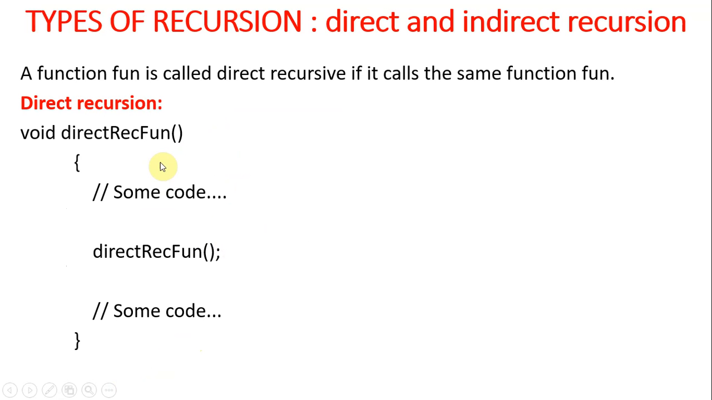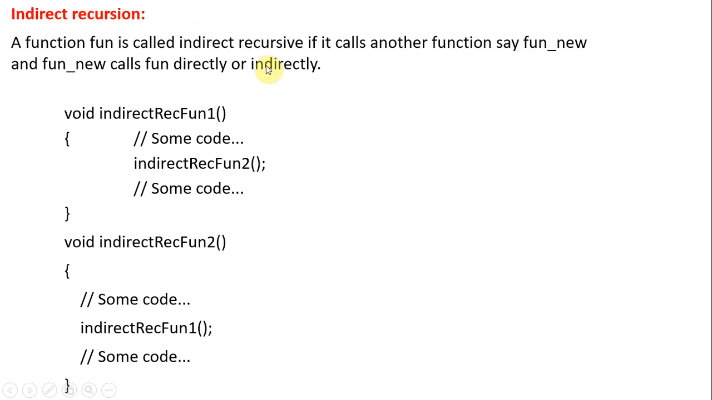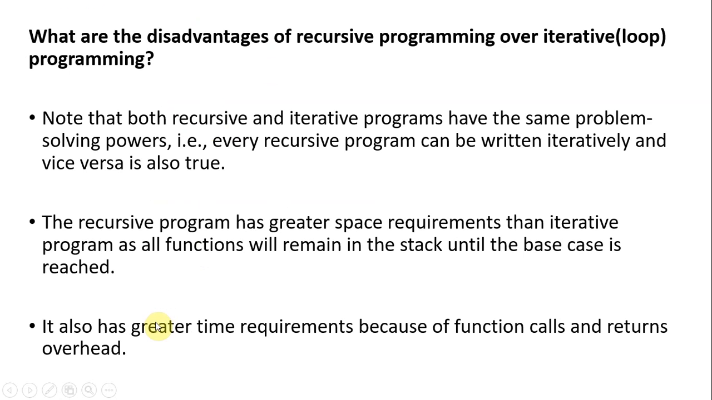Here the same, so 1 is calling 1 only, like that we can think. If 1 is calling 1 only, then that is direct recursion. Here we have a situation, 1 calls 2, 2 calls 1, that is called indirect recursion. So then, end of the recursion.